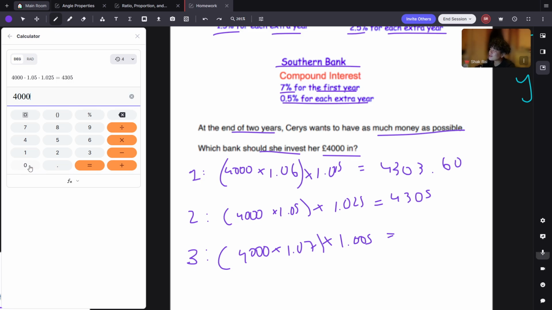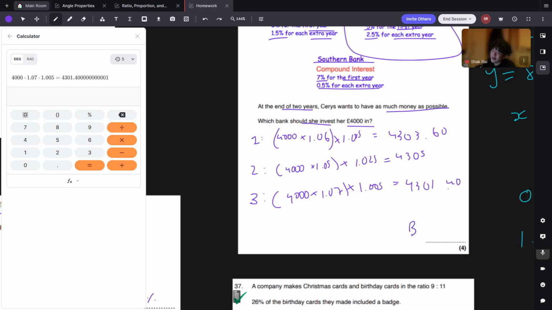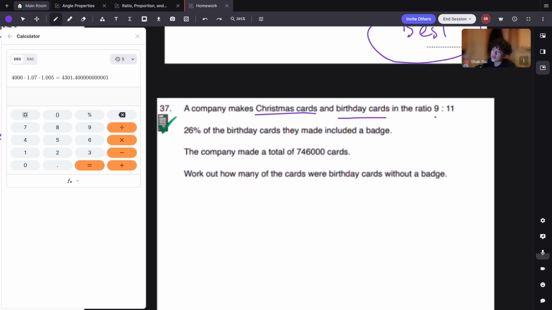So we have 4,000 multiplied by 1.07 multiplied by 1.005. That's 4,301. So I guess we should have just stuck with them. Wait, what? That should be 4,3... So maybe the best bank is the best bank then. So we say the best bank, the best one. Which bank should she invest in? The best one.